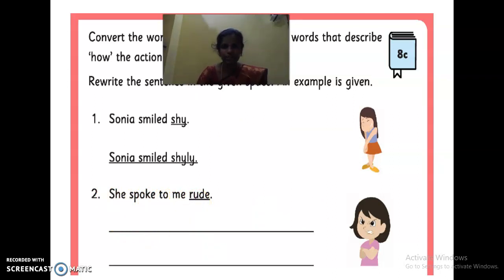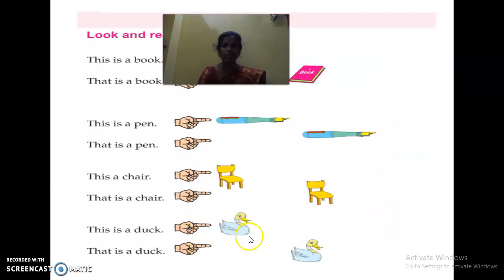What is the adverb form? Yes, rudely. He crossed the road carefully. He sings beautifully. She danced gracefully. These are the adverbs. You can write the answer: she spoke to me rudely. Rudely is an adverb.